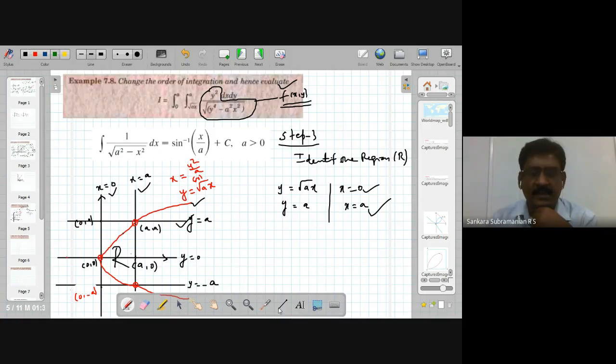இந்த ஸ்டெப் தான் எடுத்துக்கிறாங்க இல்லையா? pqன்ற ஸ்டெப், x is constant limits எடுத்துக்கிறாங்க. இந்த ஸ்ட்ரிப் அப்படி மூவ் பண்ணியிருக்கிறாங்க, x is equal to 0 ல இருந்து x is equal to a வரைக்கும். இது டச்சஸ் த கர்வ் y equal to root of ax, and y equal to a தானே வரணும்.